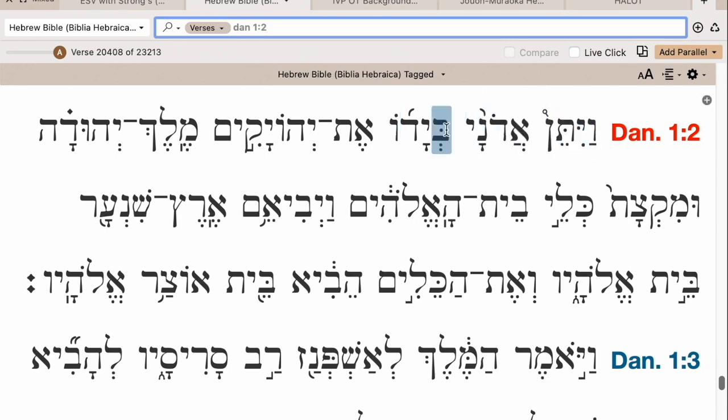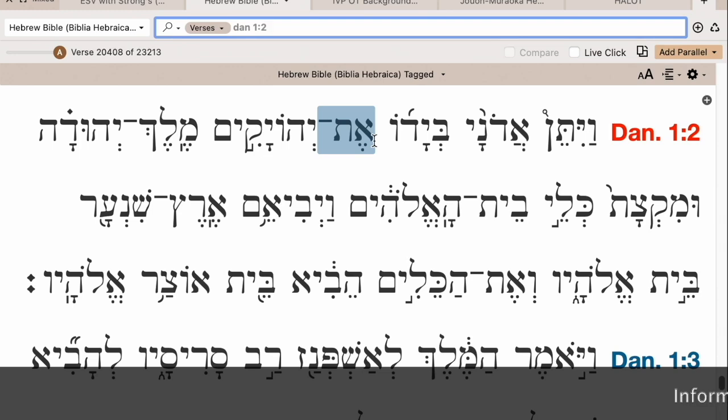Now the Lord gave into his hand, and now et signifies a definite direct object. Not just a direct object, but a definite direct object. For those who speak Spanish, this is somewhat akin, not exactly, but somewhat akin to the way a is used for personal direct objects in Spanish. So if you are a Spanish speaker, this will make sense to you. If you don't speak Spanish well, don't worry about it. They're not identical, but they are roughly akin to one another.